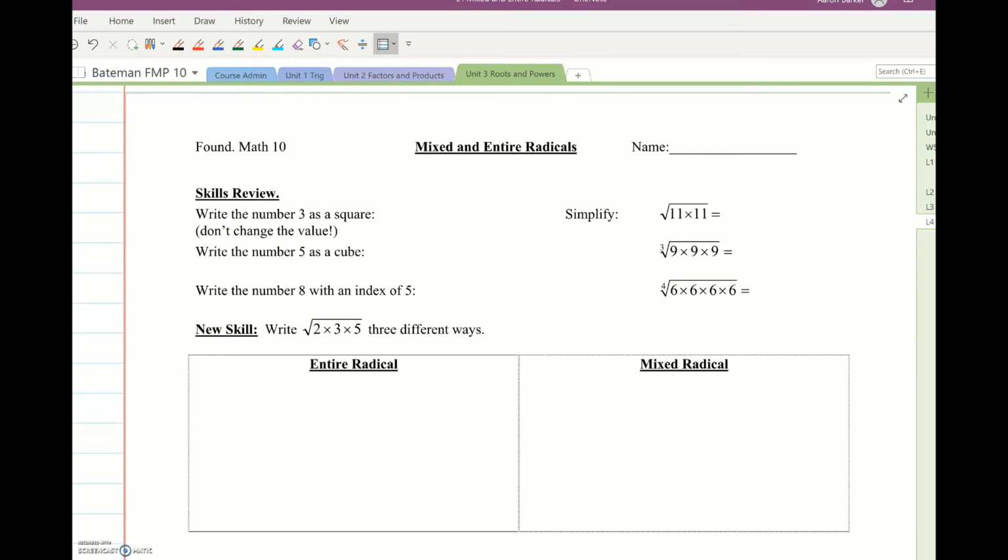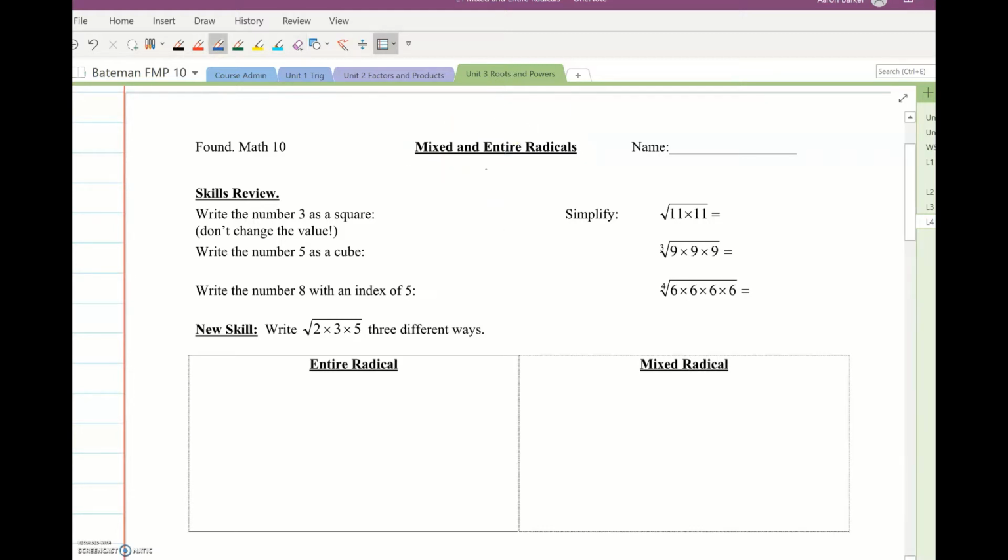Okay, class, so today we're going to look at mixed and entire radicals and go back and forth between these two. So today's going to really tie a lot of things together with what we've been looking at so far. And hopefully it gives you some clarity and just builds on a strong foundation that we already have.